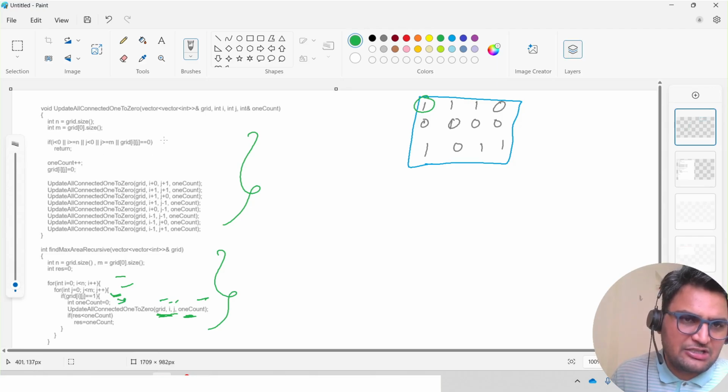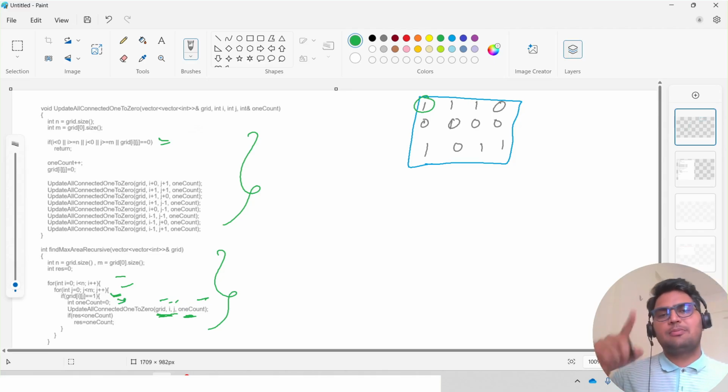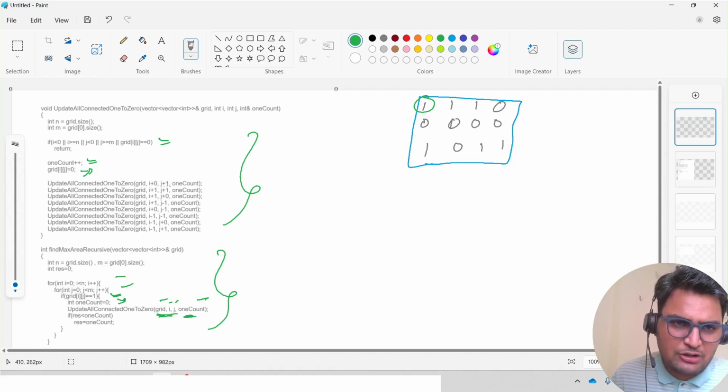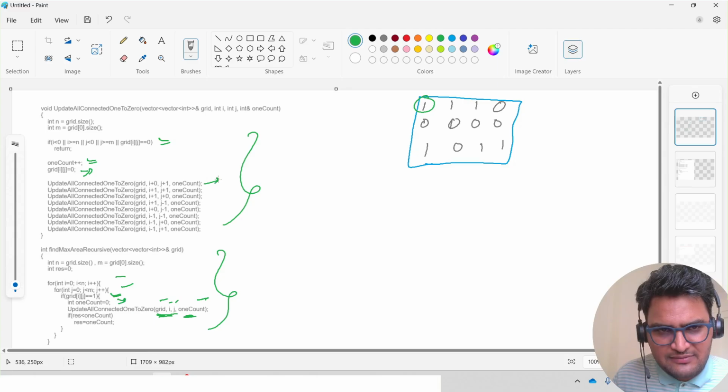And this is our base condition, because this is our recursive function, right? If we are either out of bound or we are having 0, in that case we will just return it, right? Otherwise we will update the count here by 1, and we will mark this current position to 0. And then here we are checking this one is for i comma j plus 1, that would be the right side, right? So it would be for right.